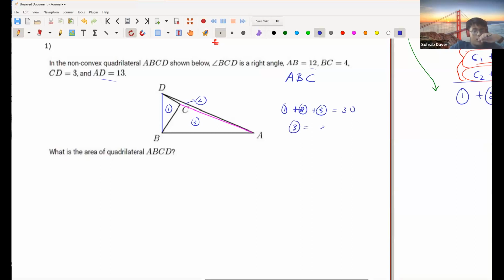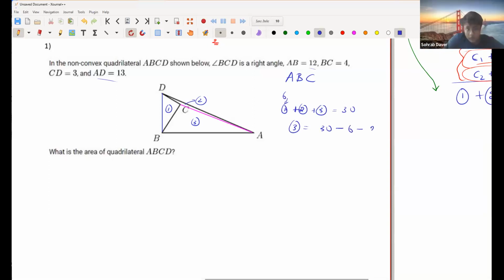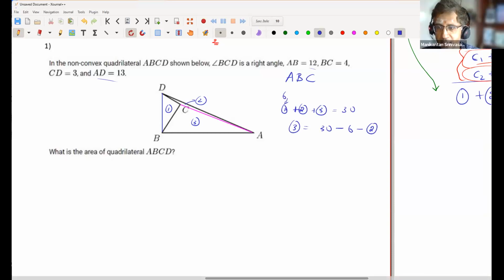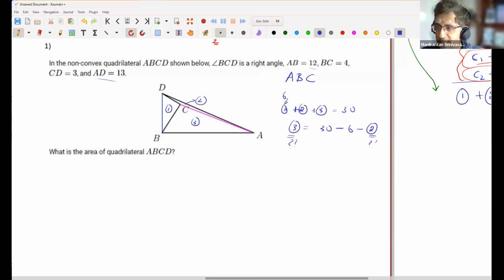So he's saying, I know something I calculated as 6. That's how we got 24 in the previous problem. So 30 minus 6 minus the area of 2. When I put a circle, it's not the number, but actually the area of 2. But I don't know this yet, right? You understand, Saurabh? But that's also something I was going to ask after this. Eventually, you'll be finding that also.